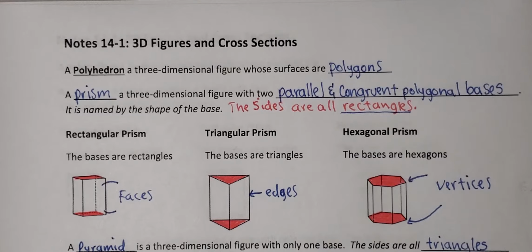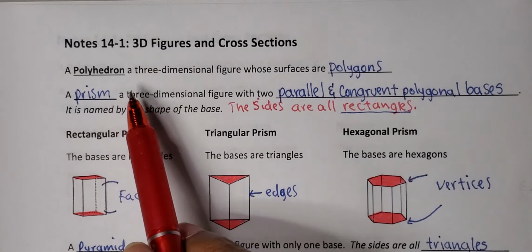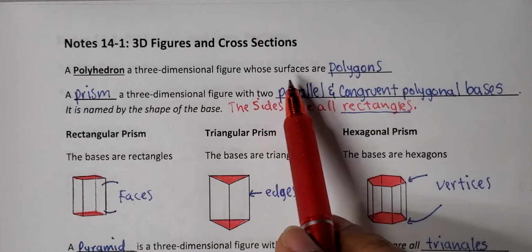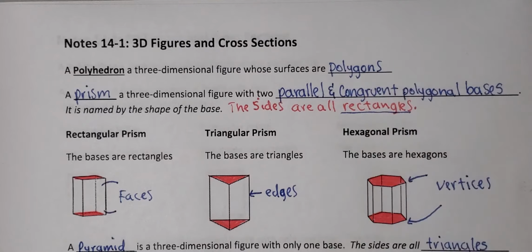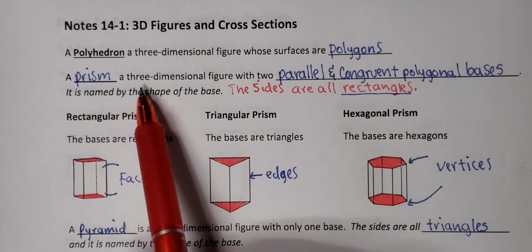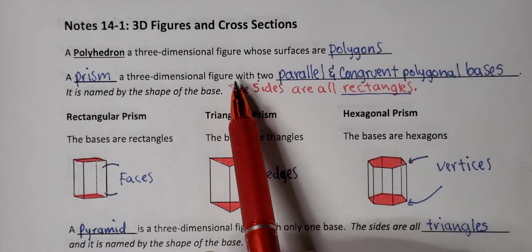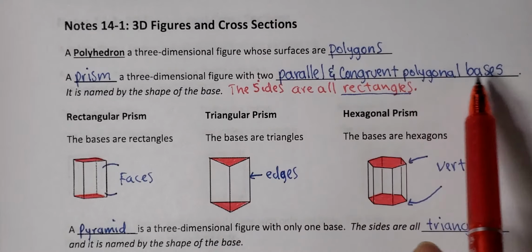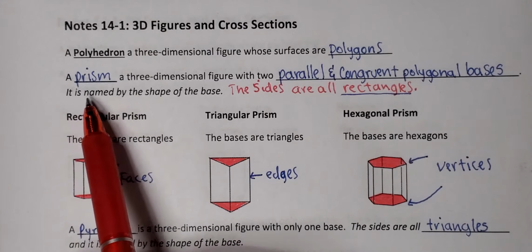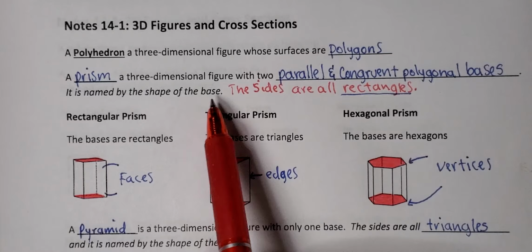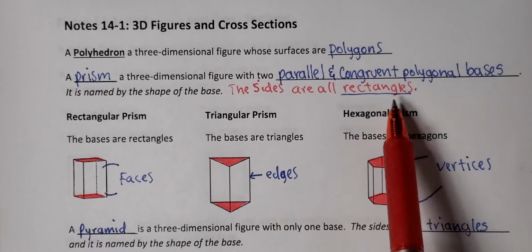This lesson will cover 3D figures and cross sections. So let's go over a few definitions first, and then we'll get into examples for each one of these figures. A polyhedron is a three-dimensional figure whose surfaces are polygons. A prism is a three-dimensional figure with two parallel and congruent polygonal bases. It is named by the shape of the base, and the sides are all rectangles.